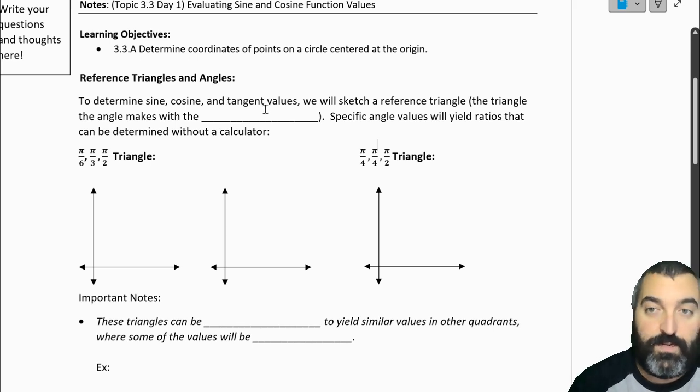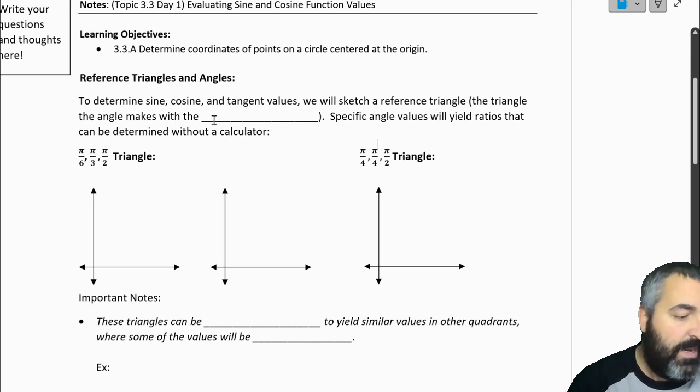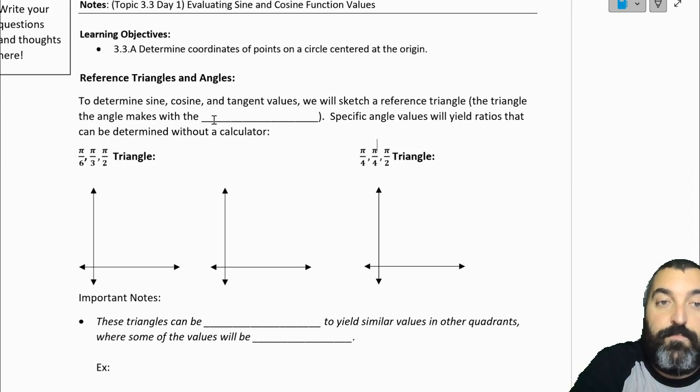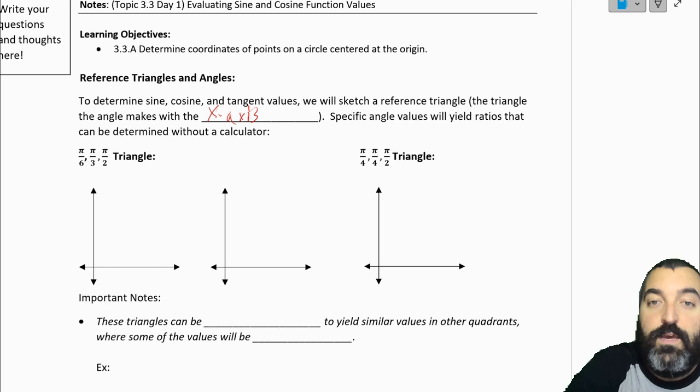So we're going to sketch a reference triangle. The angle is always going to be the one that is made with the x-axis because it's got to be in standard position. Okay, and then specific angle values will yield ratios that can be determined without a calculator.